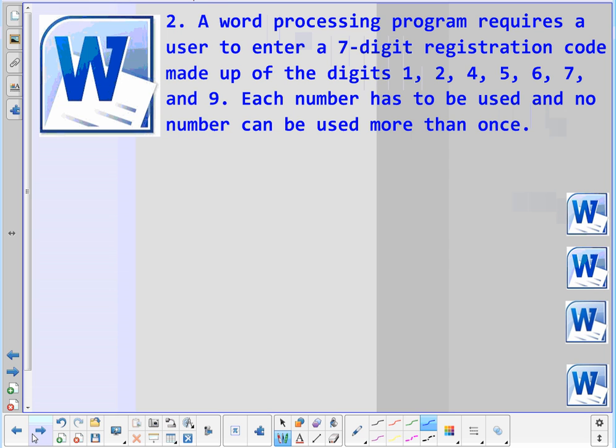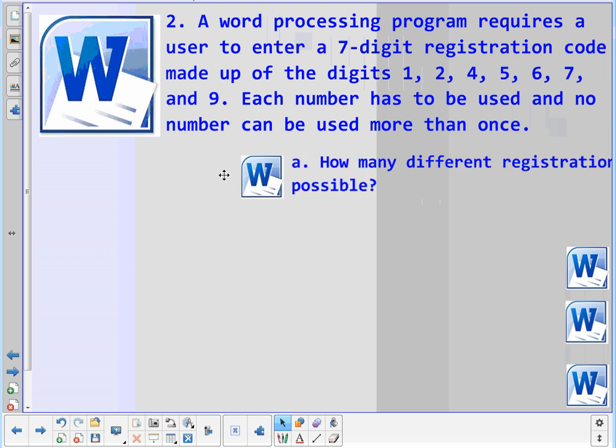Okay, let's take a look at number 2. It says a word processing program requires a user to enter a 7-digit registration code made up of the digits 1, 2, 4, 5, 6, 7, and 9. Each number has to be used, and no number can be used more than once. Okay, so we're using every number. That's what's happening here.